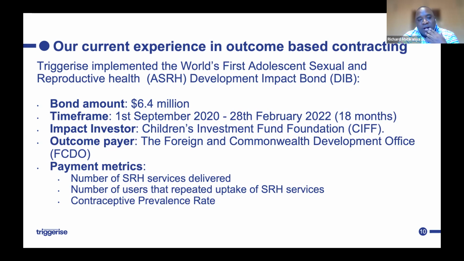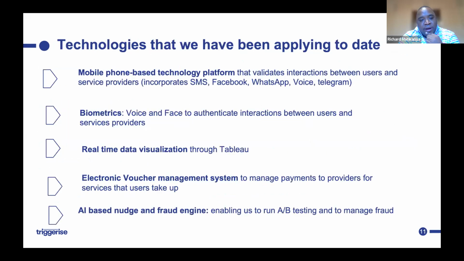So just that question that you asked, the first question, Mara, next slide, around what have been some of the difficulties, and what technologies are we actually applying? Firstly, as I said, our platform is a mobile phone-based technology platform that validates interactions. And as I said earlier, users can access and utilize our platform through multiple channels: through an Android-based app or an Apple-based app, SMS, Facebook, WhatsApp, voice, and Telegram. So that's the first part of the stack.